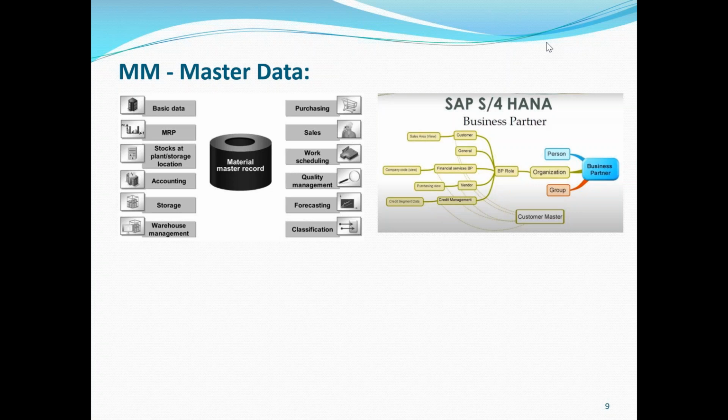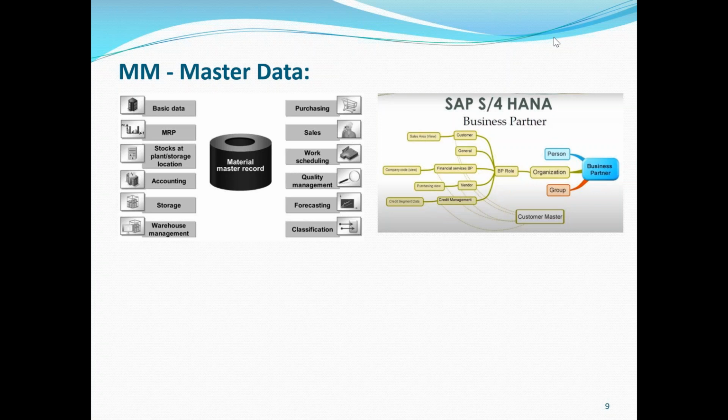Similarly, the sales department will be dealing with customers. So the customers are considered as business partners. The accounts department deals with tax authorities, banks and all. So those are also considered as business partners. So this is the business partner functionality which is used to create the vendor master from the procurement point of view. For vendor we have one business partner role, for customer a different business partner role. So we have different business partner roles here.